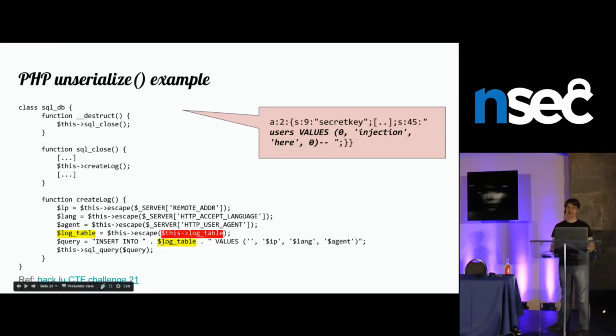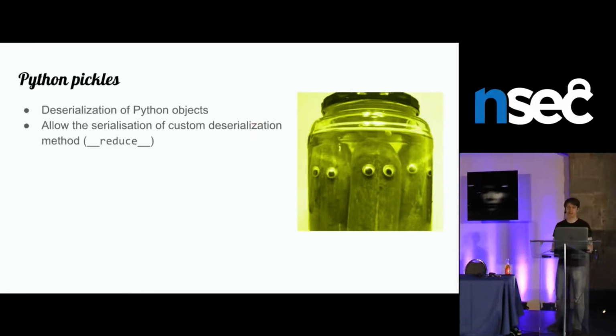But the thing to notice here is that the log table, the table name, is not between quotes. In this case, we don't need to add quotes, so we'll be able to do just a straight injection. So the way the gadget, or the malicious payload, will work is you serialize this class with the malicious value in log table, and once it executes, it will trigger the SQL injection. So that's the example in PHP.